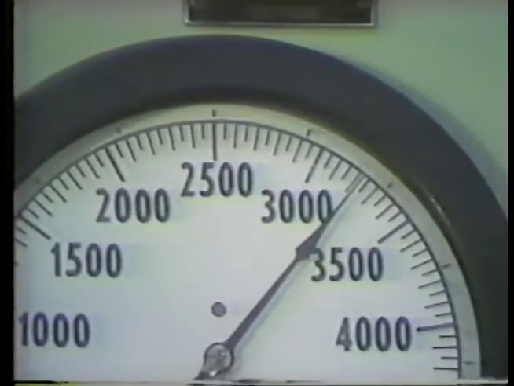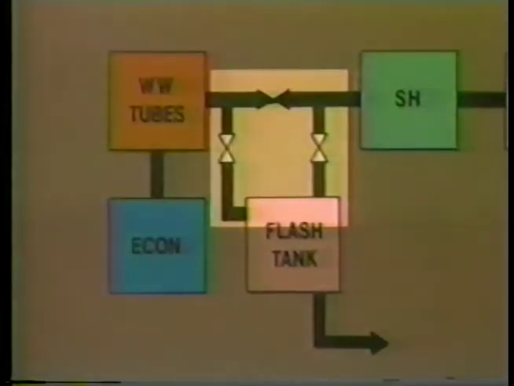Throughout this phase of the startup mode of operation, the procedures for startup are very similar to those of a conventional drum-type boiler. However, after a period of 6 to 8 hours, the temperature and pressure of the once-through boiler reaches the critical point. As this occurs, the isolation valves on the flash tank begin to close, and the control valve begins to open, changing the boiler over from the startup mode to the normal once-through mode of operation.